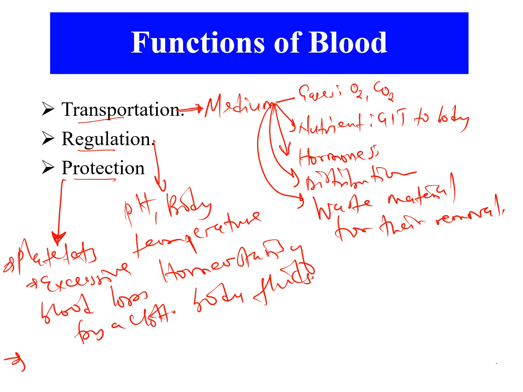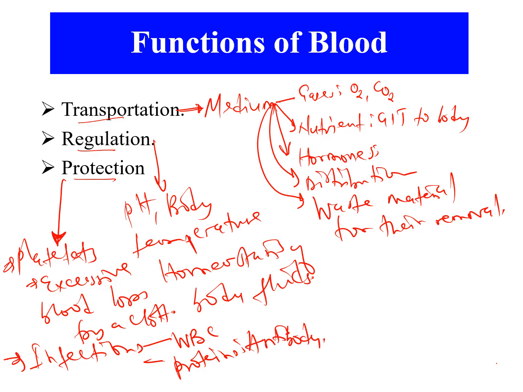Blood also helps in protection against infections. How does it help in protection against infections? Blood has white blood cells that help in fighting off infectious agents in the body. It also has proteins such as antibodies that also assist or play a role in fighting off infections. So those are the three functions of blood: transportation, regulation, and protection.